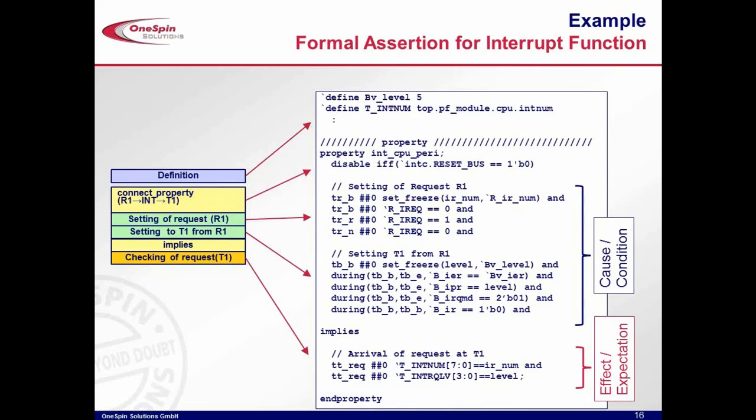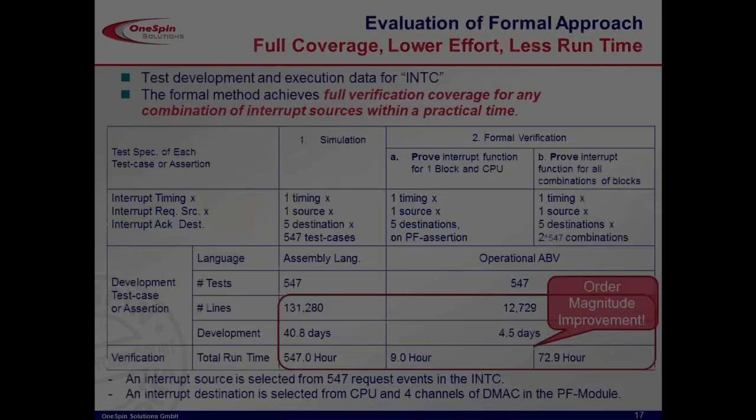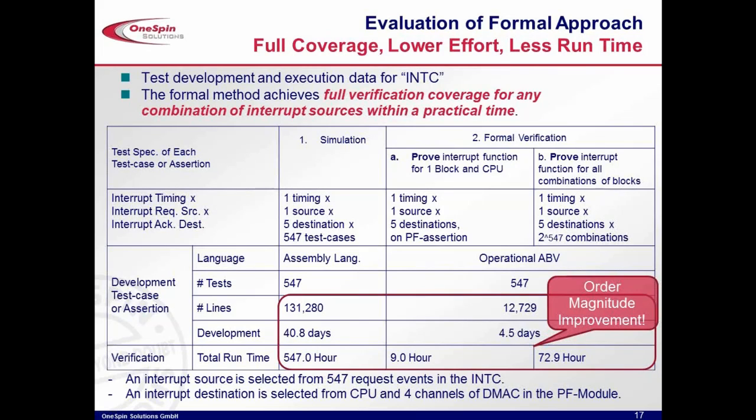So this is how the, let's say, combined assertion looks like. And yeah, this is also very interesting, because as I promised, there are some numbers. In the specific case of the interrupt controller, they had 130,000 lines of code for the simulation test bench. Obviously, much of this was automatically generated, but nevertheless, they had 41 days of effort.